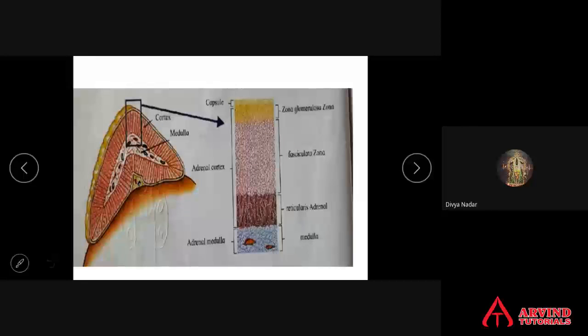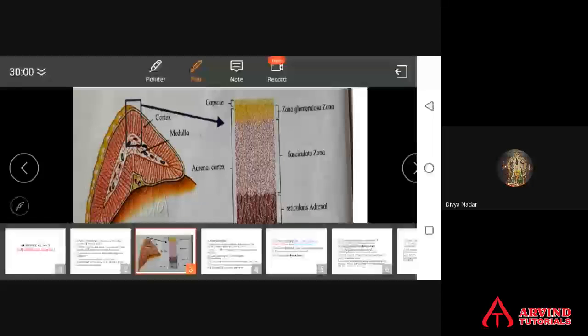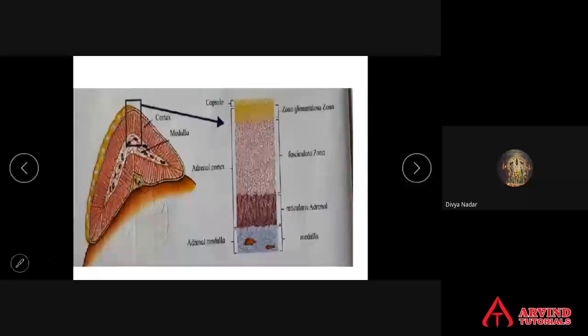So this is the diagram showing the regions of the adrenal gland. It has the outer part called the cortex and the inner part called the medulla. Cortex is again divided into three regions: zona glomerulosa, zona fasciculata, and zona reticularis. Below that there is the adrenal medulla.